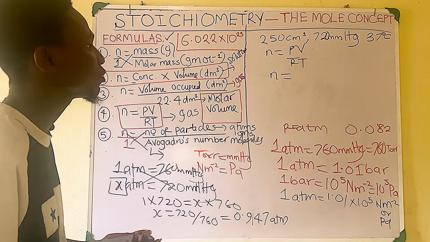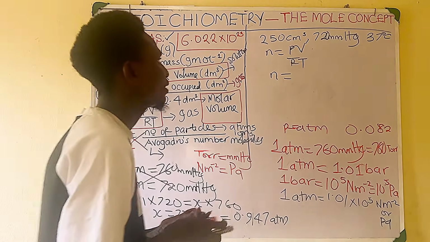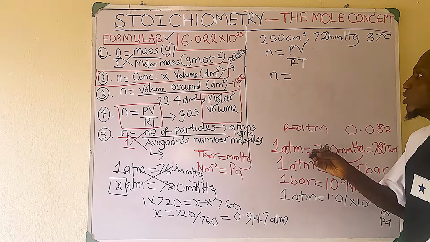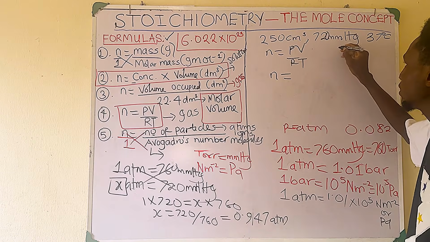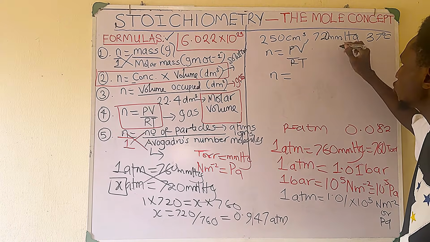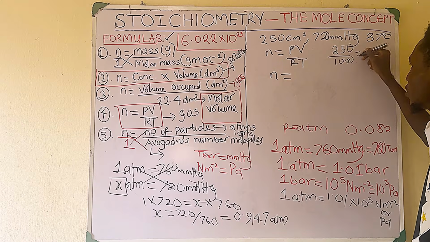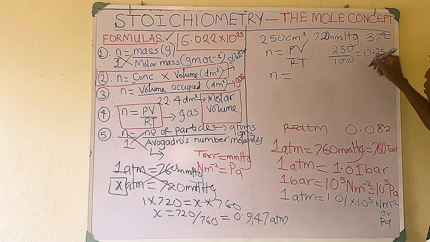Now we are left with something also. We need to find volume. And I told you guys that you cannot use volume in cm cube in solving this kind of questions. You have to convert it to dm cube. What do I do now? I'm going to divide by 1000. 250 divided by 1000 gives me what? Surely going to give me 0.25.